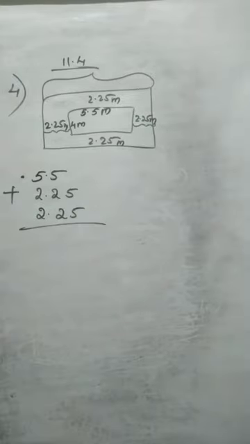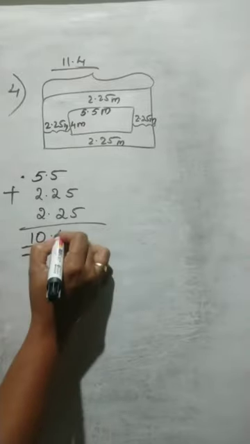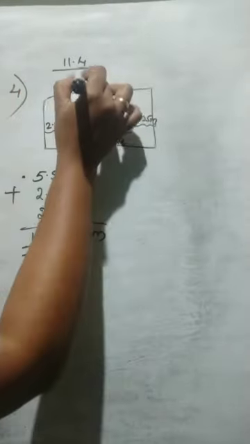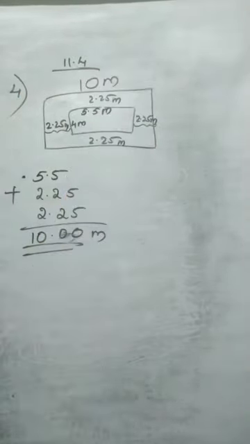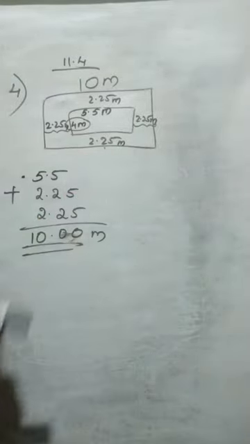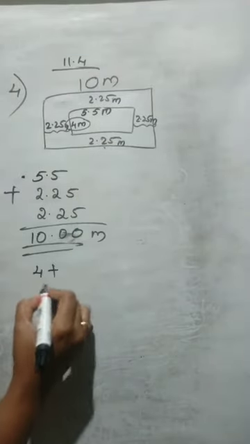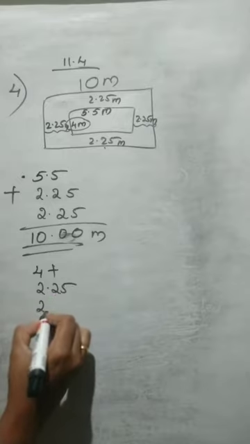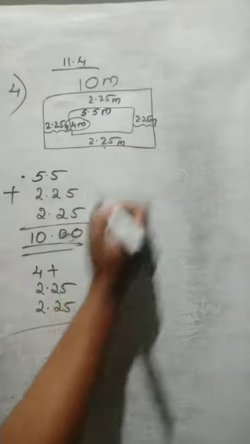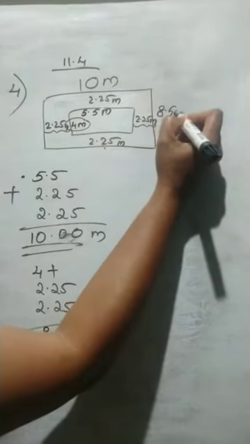Then now this is 10 meter. So now we got the outer side length as 10 meter. In case of the 4 meter, here also we need to add 2.25 and 2.25. So 4 plus 2.25 and 2.25. So now this is 8.5. So we can write 8.5 meter.